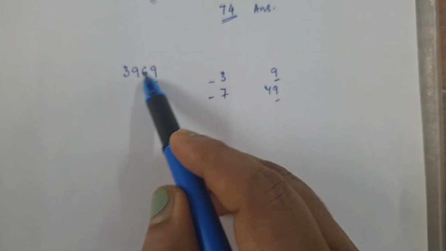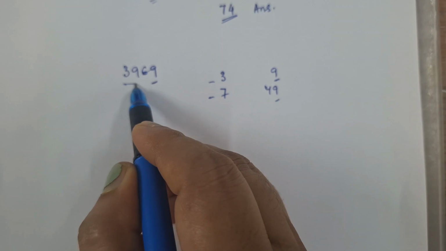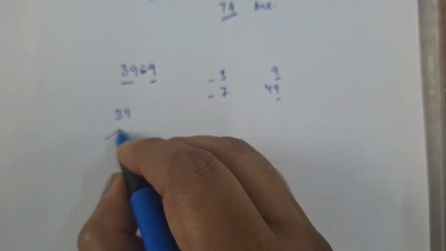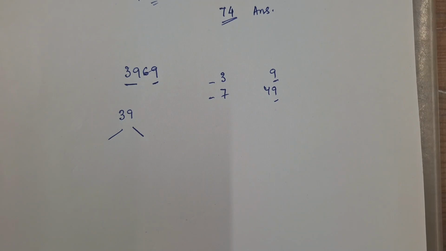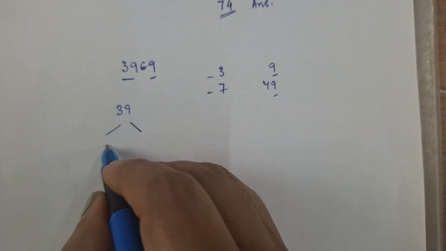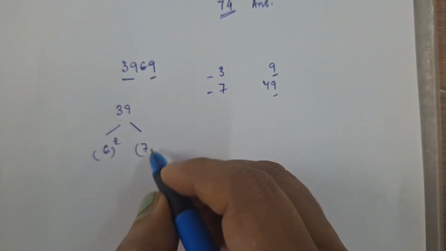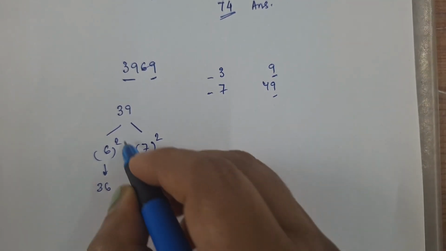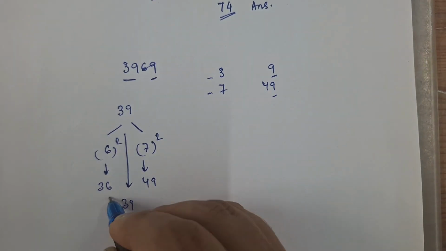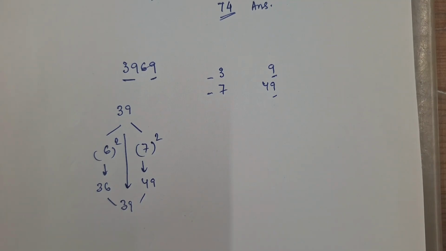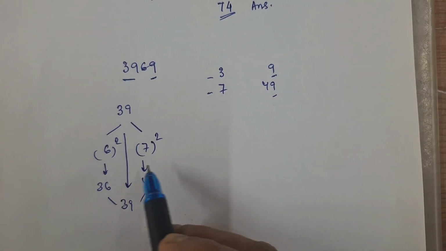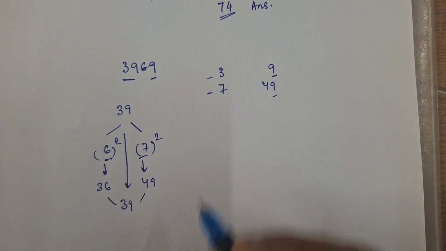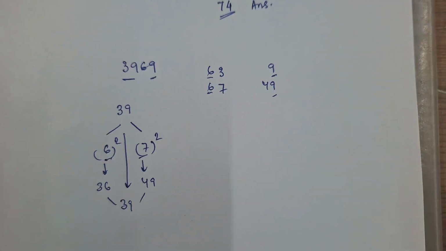Next, strike out the two digits. Okay, and concentrate on the remaining digits. What are the remaining digits? 39. Now 39, we have to find out it lies between the square of which two numbers? It lies between 6 square and 7 square. 6 square is 36, 7 square is 49, and 39 lies between these two numbers. Okay, next what you have to see, which is the smaller number, 6 or 7. 6 is the smaller number. So now we will have two possibilities, 63 or 67.